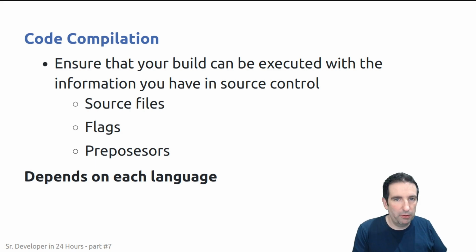And I'm not going to go into detail about each language. There's plenty of documentation out there that can show you how to build code for your particular language. But the important thing is, hey, let's make sure that the information that we need to compile is properly stored in our source control system. That will make our life a lot easier. It will help us, again, have reproducible builds, and it will make it a lot easier for new developers to get onboarded because all of the information that they need is already in source control.